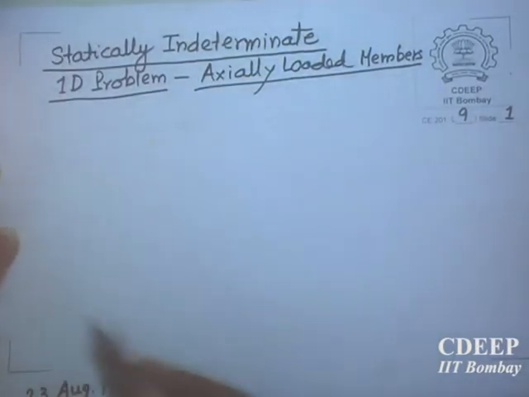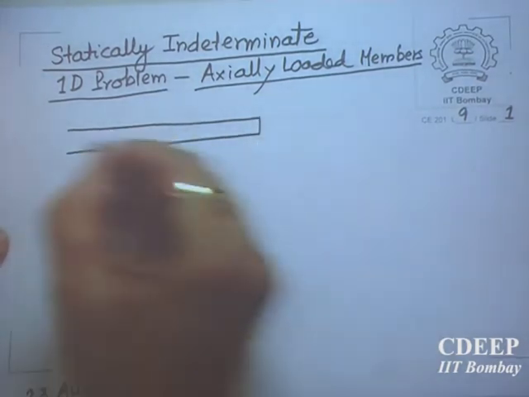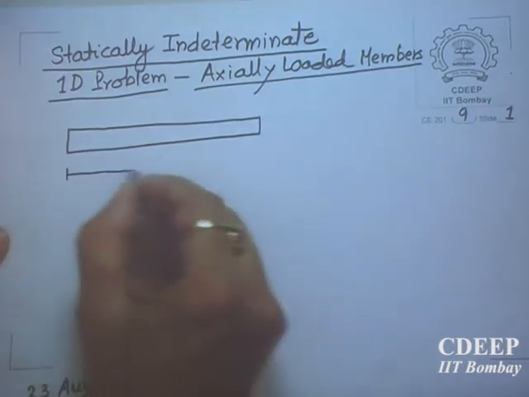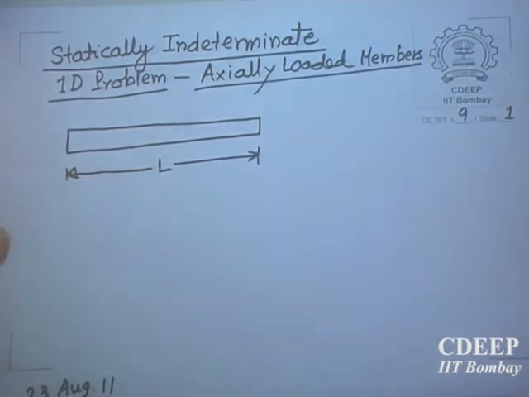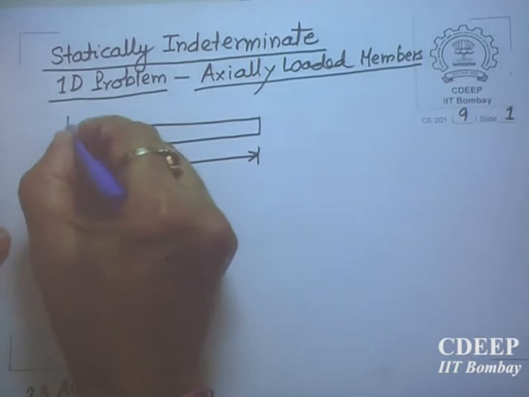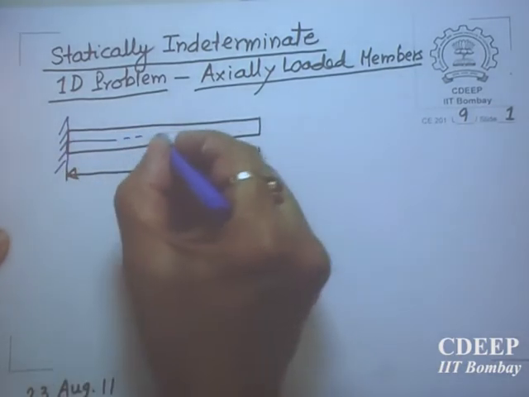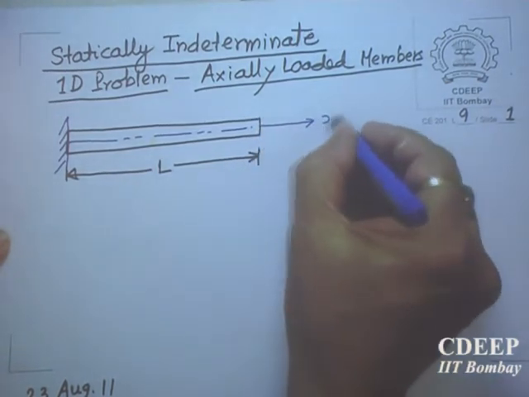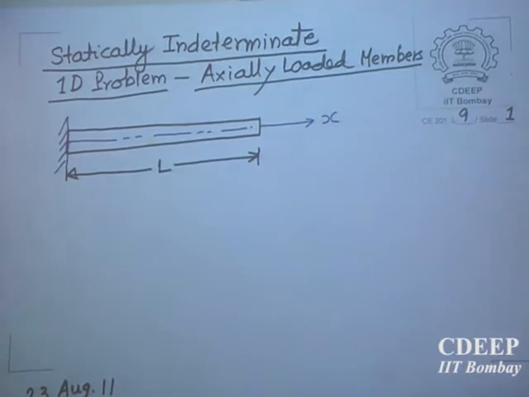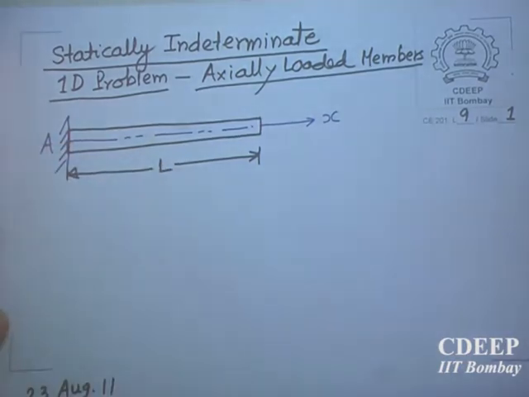So I will just take a simple problem. A rod of cross section A and length L. If this end A is fixed, then I think it is a stable problem.